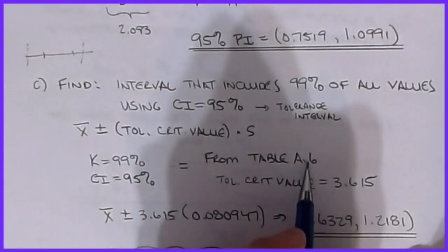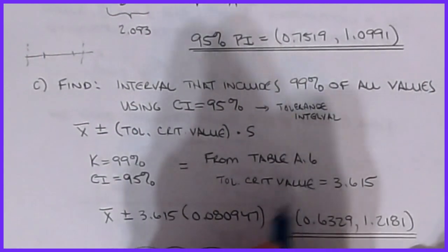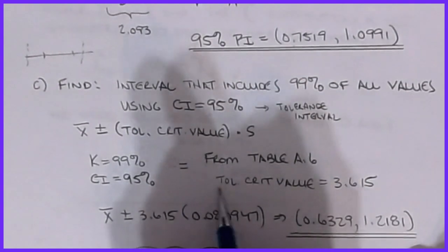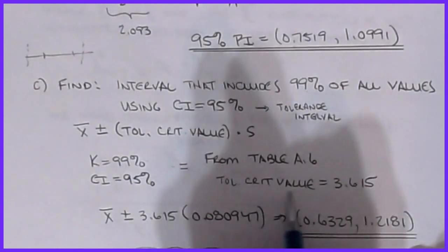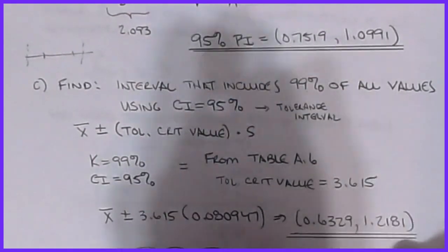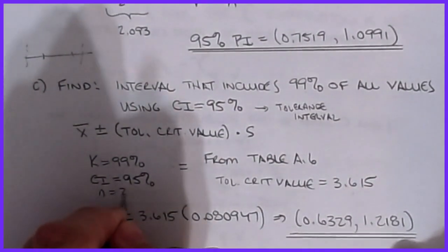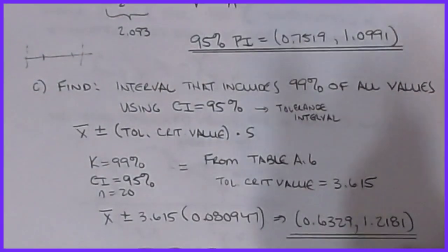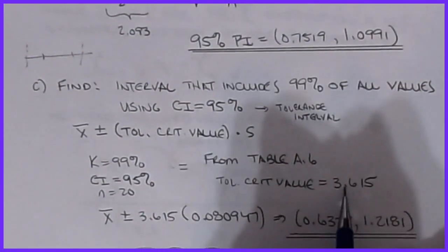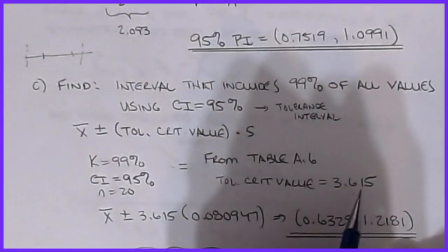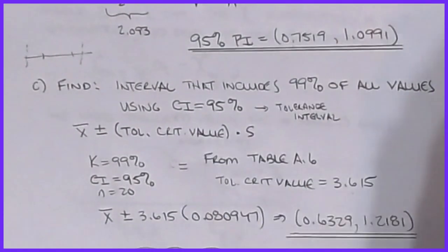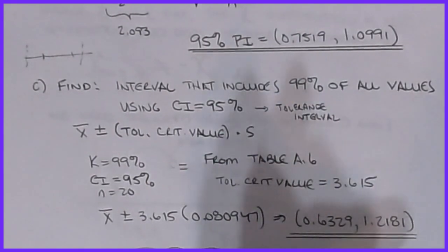And so from table A6, and I showed you how to read these earlier, we're just going to pull off the value for these two parameters and an N of 20. The tolerance critical value is going to be 3.615. So my N is 20 on this thing. So that's all you need to get into that table. You can see that this is significantly larger than the statistics we were getting before. Before we had 2.093. Now we're looking to capture all of the data points. And so we'll be good to go.